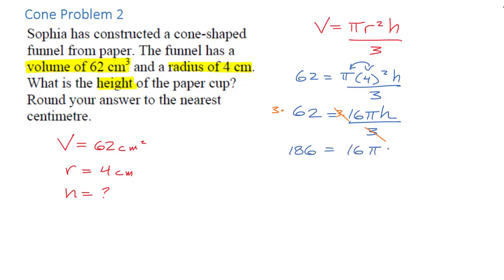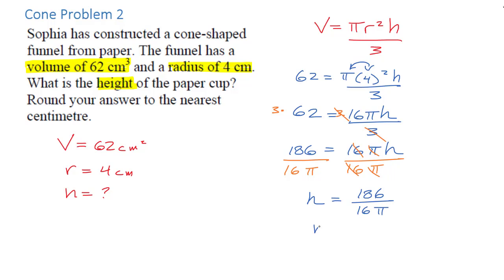Now, I want to get rid of the 16 and the pi that are multiplying the h. So what's the opposite thing to do? Why don't we divide by 16 and pi, right? Divide by 16 is 1. Divide by pi is 1. We just got to divide the other side by 16 and pi. So I'm just going to flip this around here. It turns out our height is 186, which was 3 times 62, divided by 16 divided by pi.